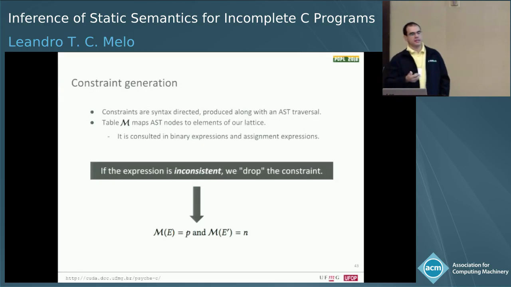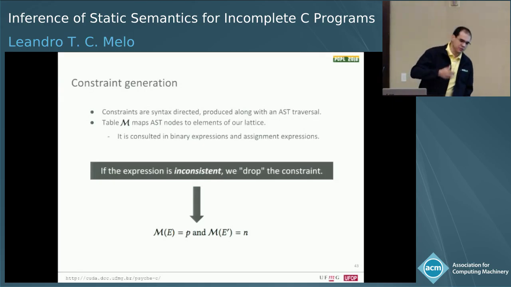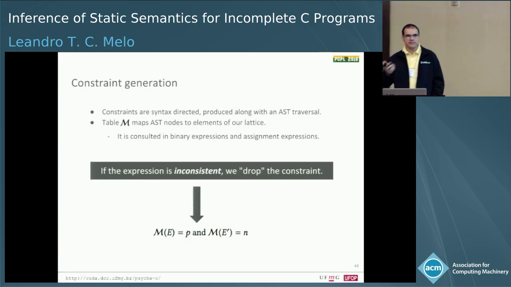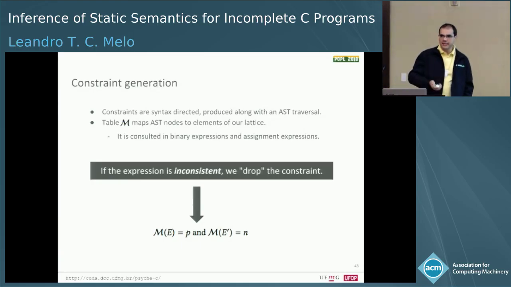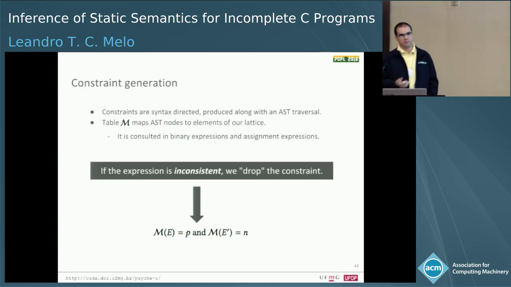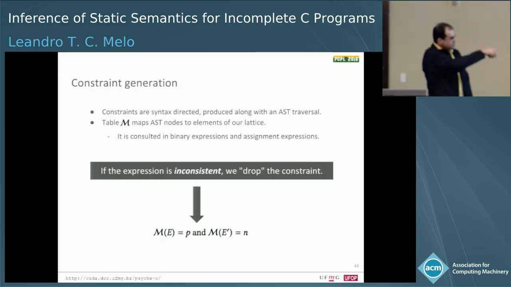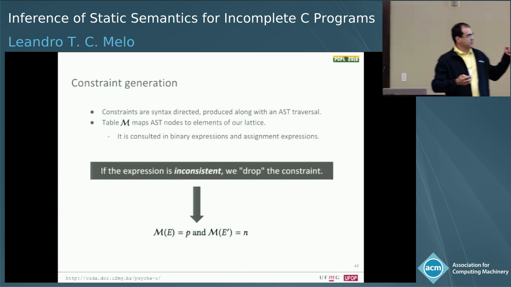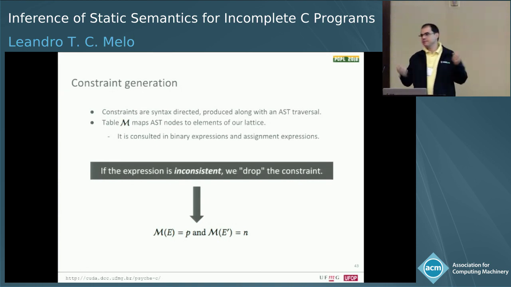Dropping the constraint here doesn't mean that we actually remove the constraint. It means that we simply don't generate a constraint for that expression. And an inconsistency means that we have on one side a pointer and the other side a numeric type.